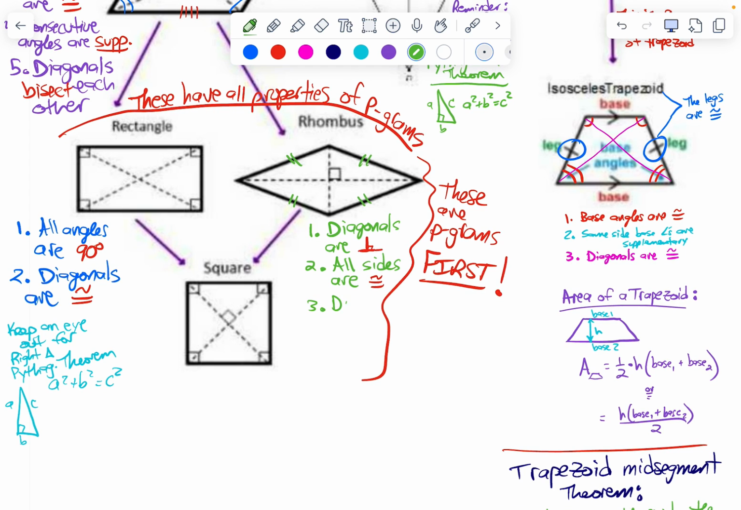So it's another diagonal property. I'll just tell you that the diagonals are angle bisectors. So go ahead and put that in there. Just mark the angles congruent. I think I'm going to do a different color for that.